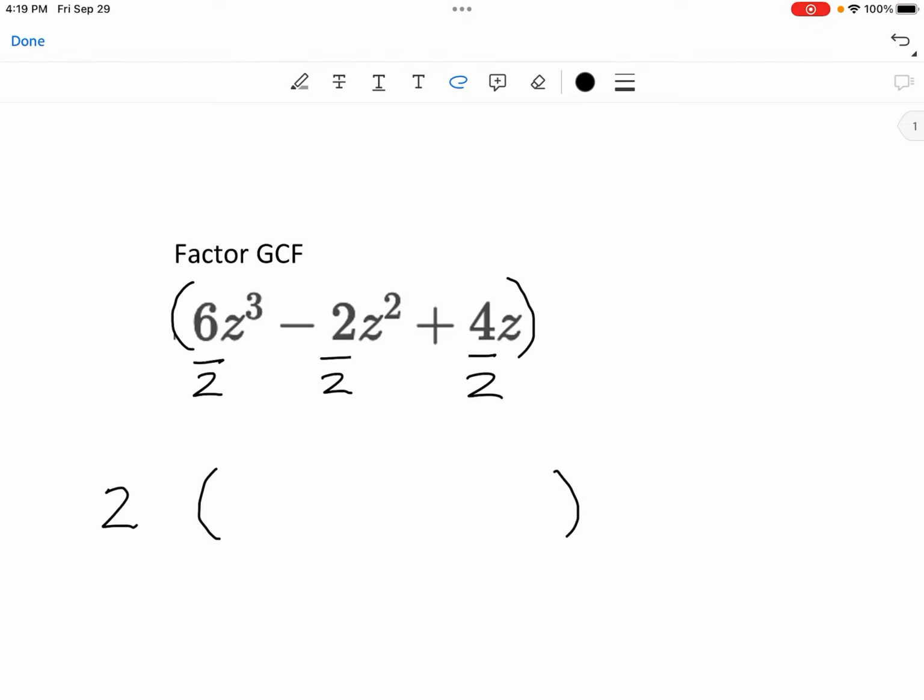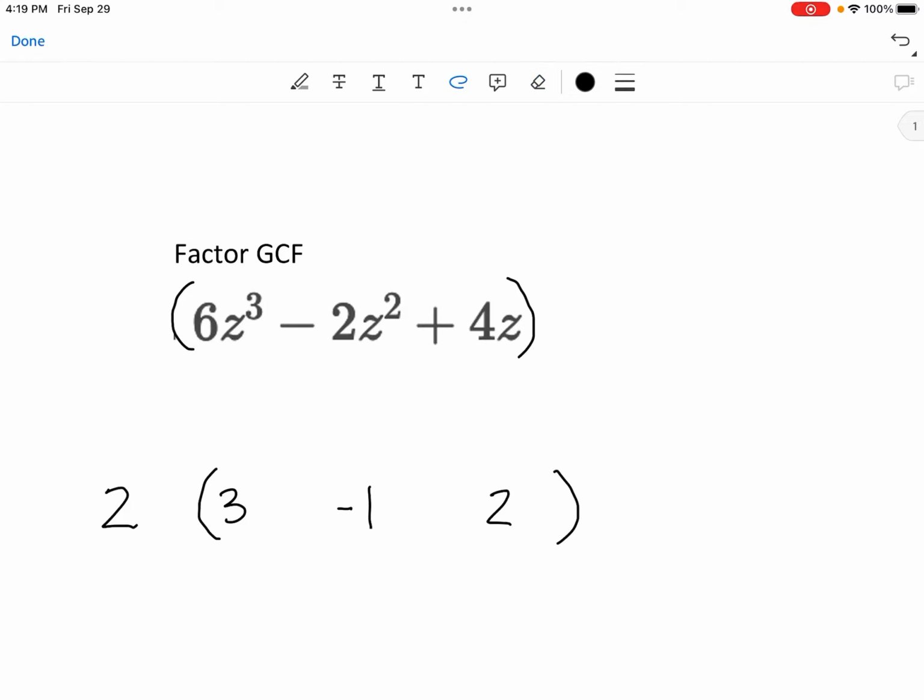But if you're thinking of it as 6 divided by 2, that gives us 3. Negative 2 divided by 2, that's going to give us a negative 1. And then 4 divided by 2, that's going to give us a 2. Now I'm trying to leave space here, here, here, and here, and that's because they still have these variables, the z, that we've got to do something with as well. Just to keep things clean, we're done with factoring the numbers. They all had a 2 in common.